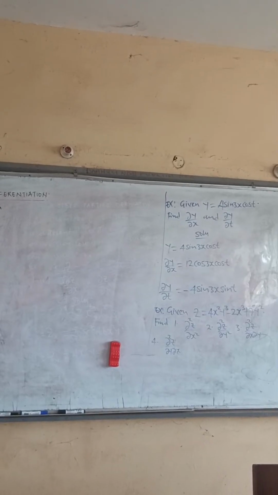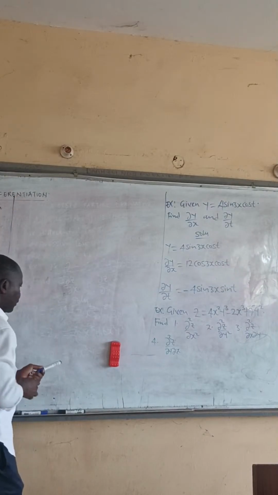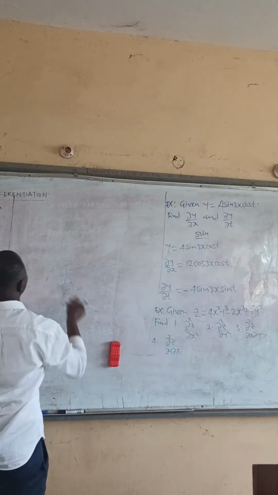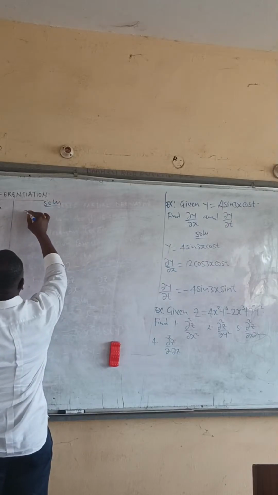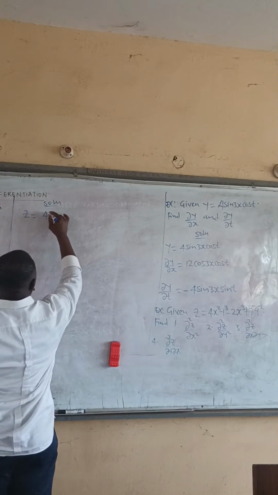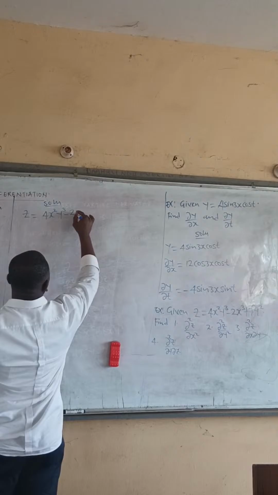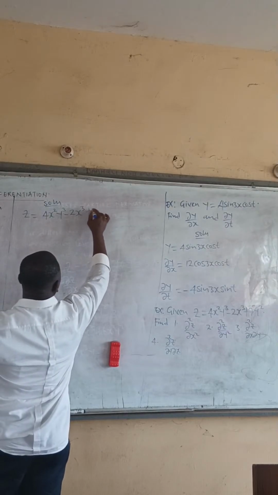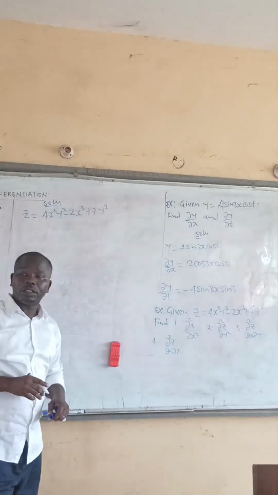Okay, so let's move further to solve this problem. The question is, let's write the solution, right? Z is equal to 4x raised to the power of 2, y cubed, minus 2x cubed plus 7y squared, right? Yes, sir. Okay, so let's look at it together.